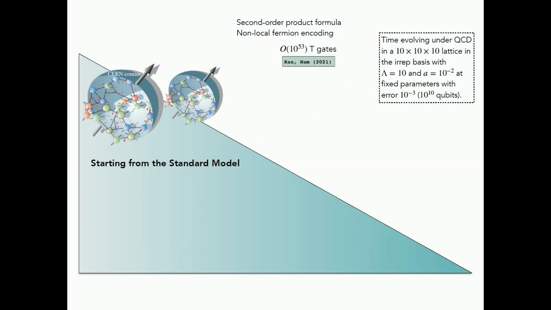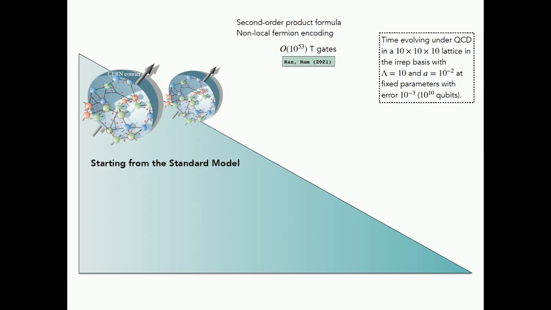Some lattice spacing that is pretty small, some fixed parameters, with an error of 10 to the minus 3 for the norm of the time evolution operator error. And it turned out that already this problem requires 10 to the 10 qubits. Okay? So this is not a near-term problem. We need our larger scale fault-tolerant quantum supercomputers to be able to do this. So let's just get that out of the way.